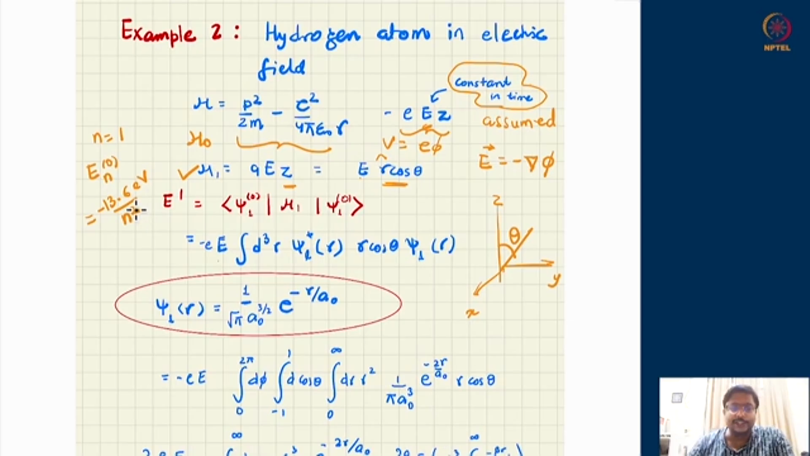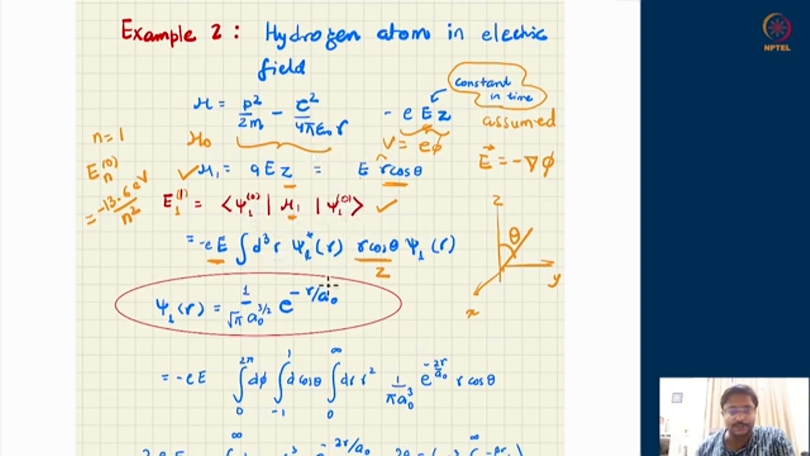If I want to know the first order correction to the ground state, I will compute E_1^(1), n being 1, and this 1 upstairs is the first order correction. That would be the perturbation Hamiltonian squeezed between the ground states. So this exercise we have to do. I have H1, which is known to me, which is nothing but E times the electric field times r cos theta, which is Z. And this has to be squeezed between the ground state.